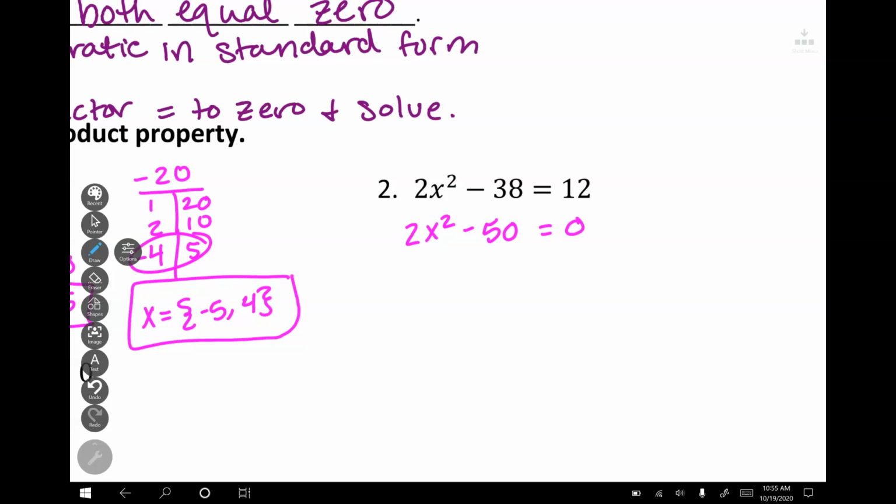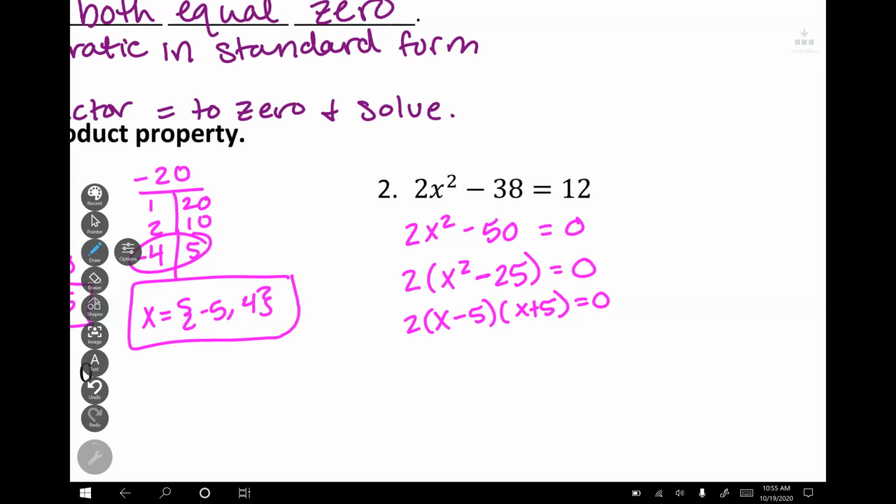Okay, and then I'm going to factor the 2 out. And I'm left with x squared minus 25. So just taking out that GCF of 2 that I saw. Okay, now I've got two terms, and they are both perfect squares. We've got the difference of squares here, so we can factor that. Square root of x squared is x. Square root of 25 is 5, so x minus 5, x plus 5.